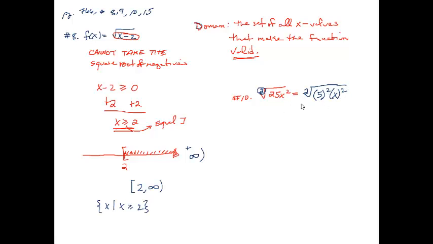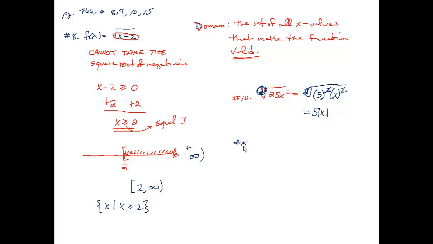Then remember, the square and the square root cancel each other out, and that leaves me with the 5 and the x. But remember, since it's a square root, I want the positive. So you have to put absolute values on your x. If it's an even root, like 2, then you have to have absolute values. If it's odd, then you don't.